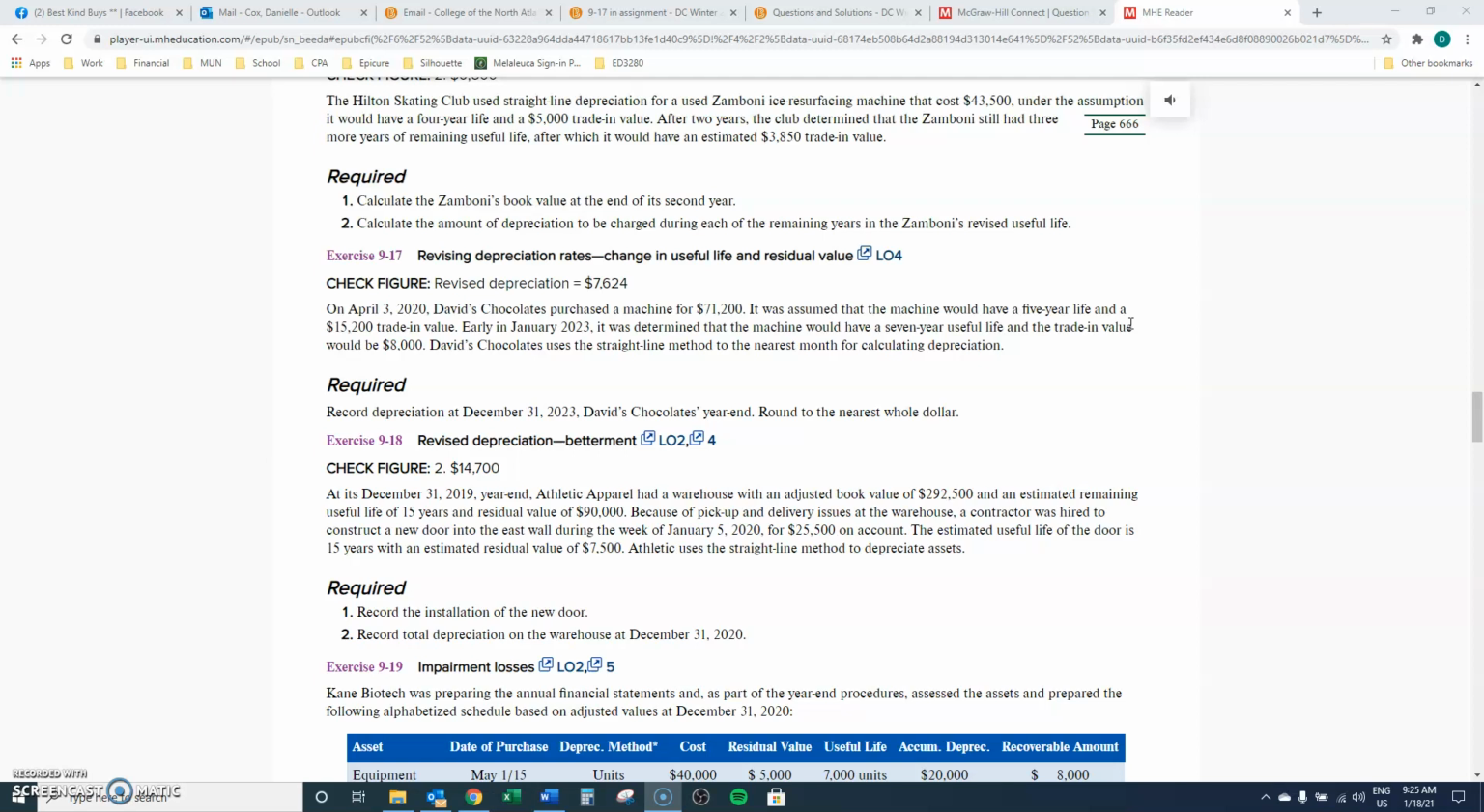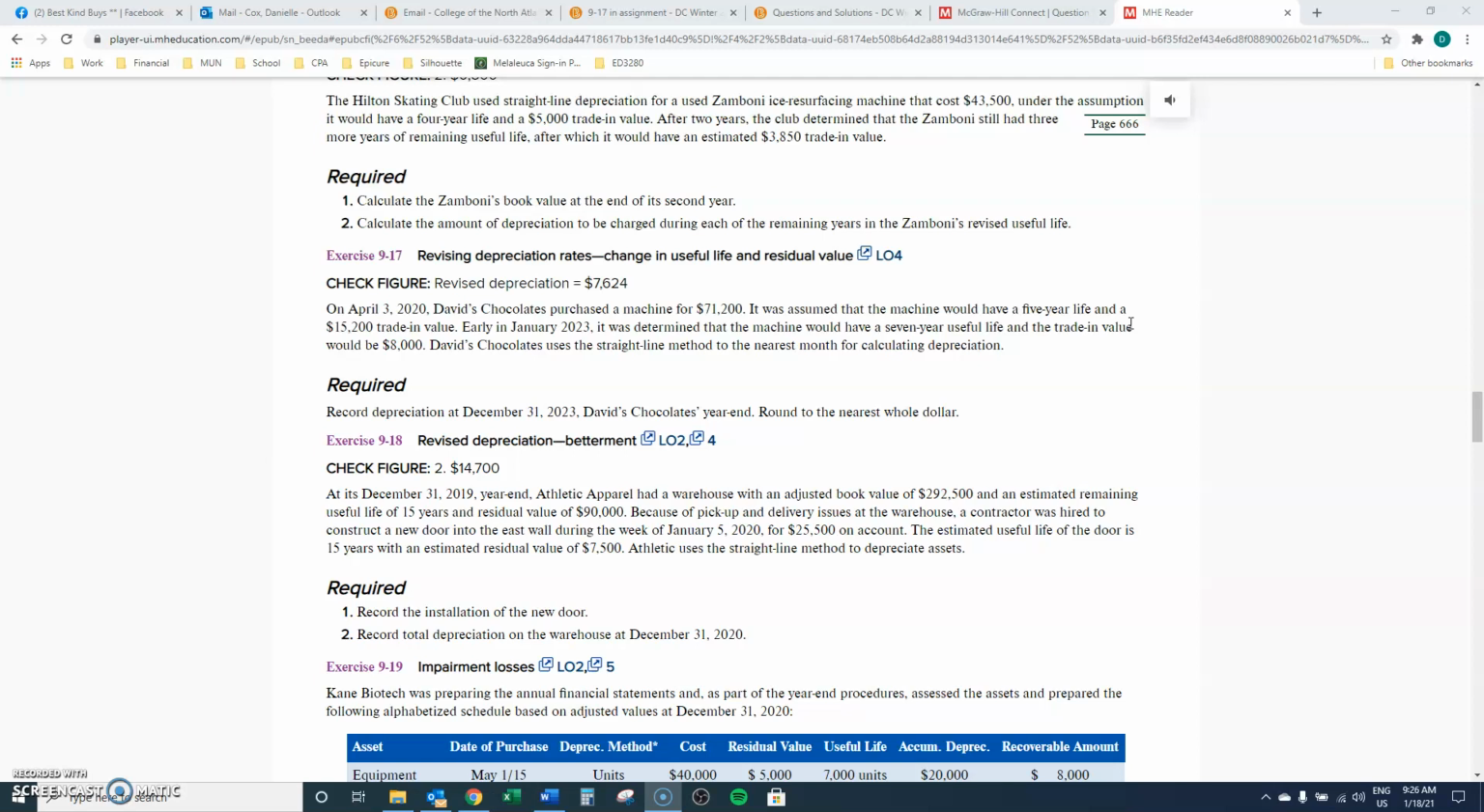So on April 3rd, 2020, David's Chocolate purchased a machine for $71,200. It was assumed that the machine would have a 5-year life and a $15,200 trade-in value. Then early in January 2023, it was determined that the machine would have a 7-year useful life and a trade-in value of $8,000. David's Chocolates uses the straight line method to the nearest month for calculating depreciation. So we have to record depreciation at the end of 2023.